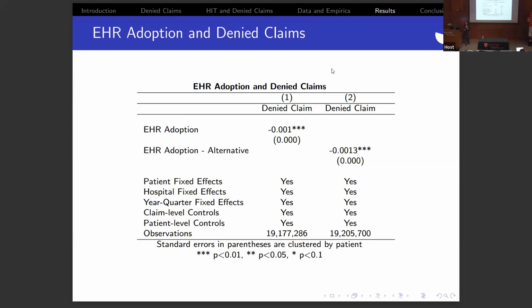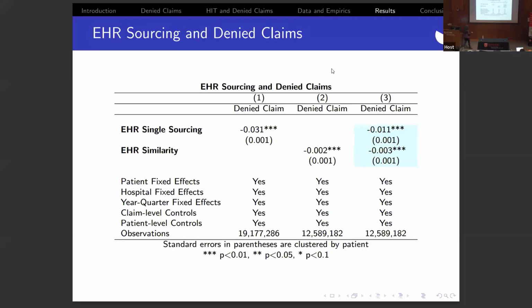So here, for the EHR adoption measure, so this is the level of digitization, not looking at the vendors, I'm not presenting the control variables and all these other coefficients in the regressions, but we find a negative relationship between EHR adoption and claim denials. And as far as our main results go for the EHR sourcing similarity, so EHR single sourcing within the hospital and across the hospitals in the system, they both lead to a lower rate of claim denial.